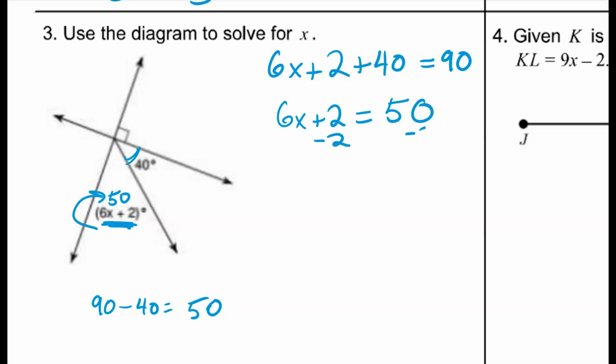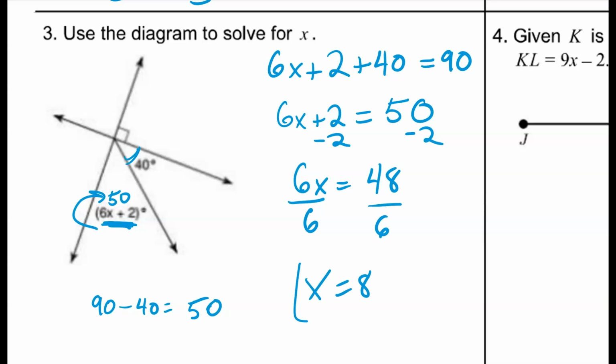So I'm just going to solve that equation real quick. Subtracting 2 on both sides, I get 6x equals 48, and if I divide by 6, I get x equals 8. Again, I don't need to solve for anything else, I just need the value of x.